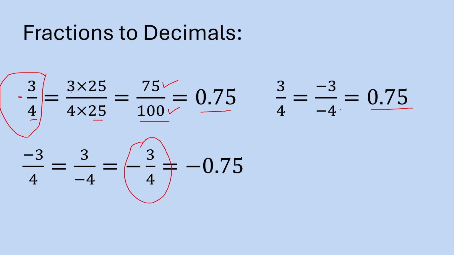then we can also write it like this: -3 divided by 4 is equal to 3 divided by -4, or -(3 divided by 4). All are the same value. So the result will be negative 0.75.